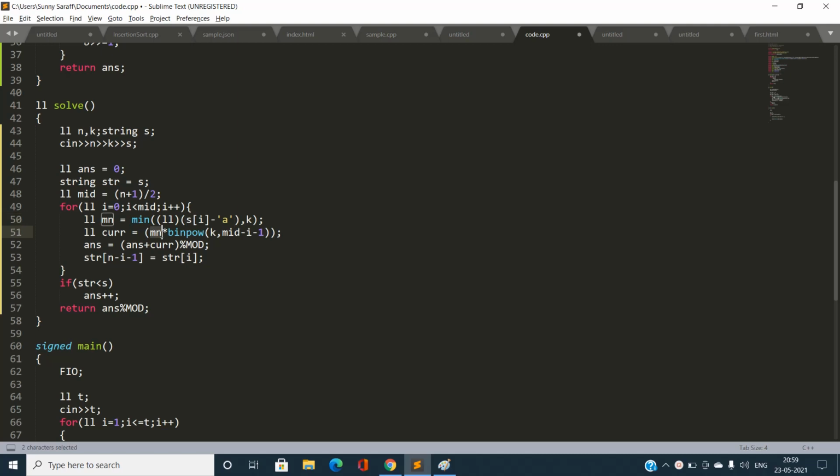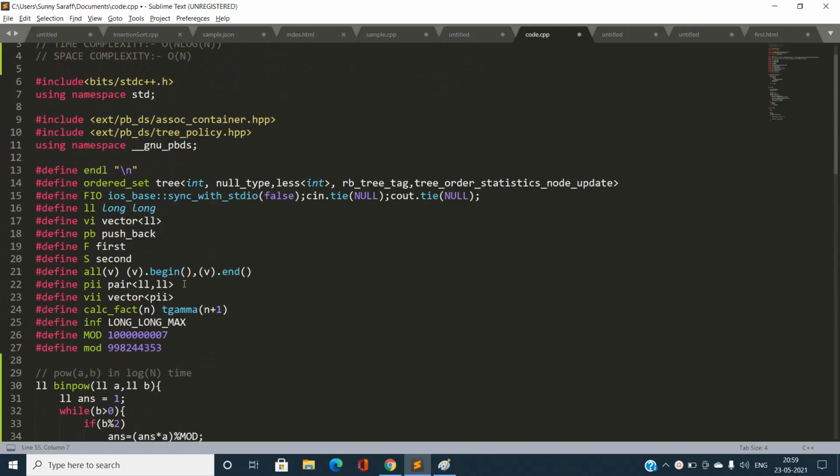this ith character, and it doesn't matter what characters are to the right of this position, then I will have k power (mid minus i minus 1). My answer should be incremented by this. Note that I am also maintaining another string to make a palindrome of the first half characters, using the first half of the string and taking the reverse of it and appending together. Finally, if my new string is lexicographically smaller than the original string, I will increment my answer by 1 again, and finally return the answer modulus this prime number.